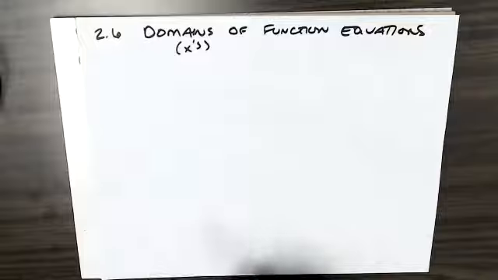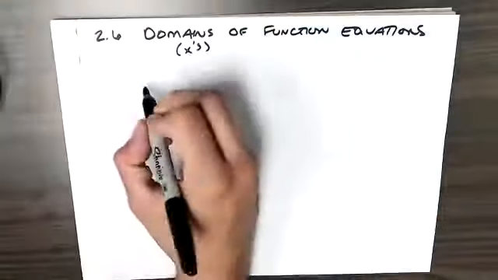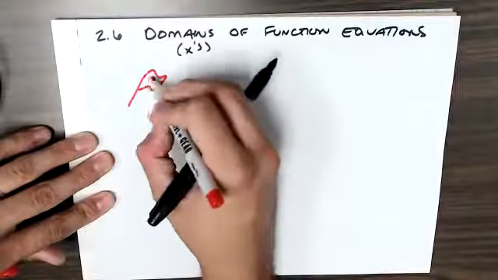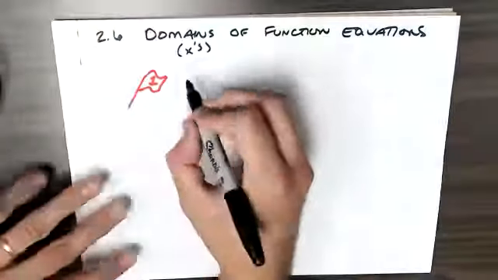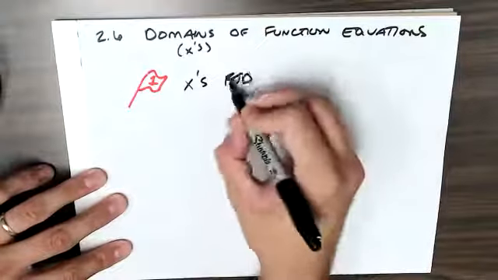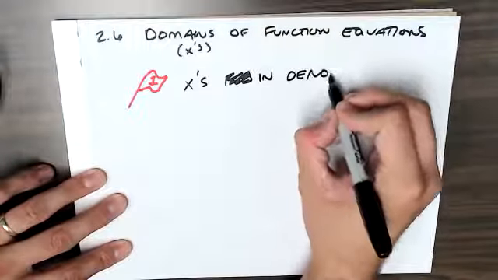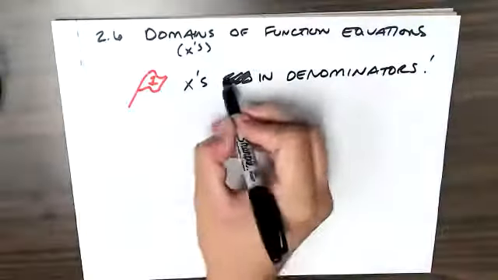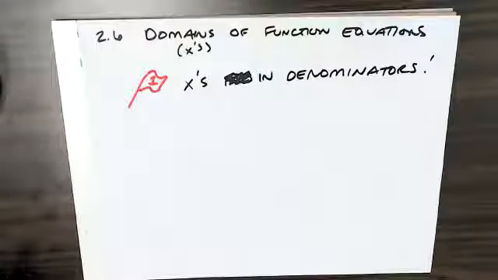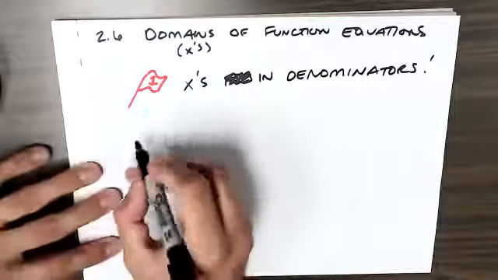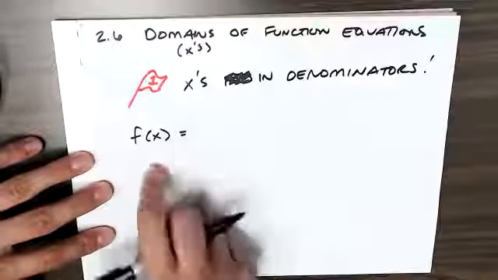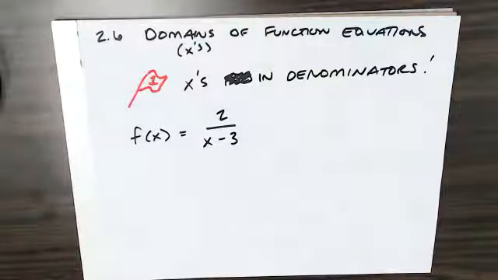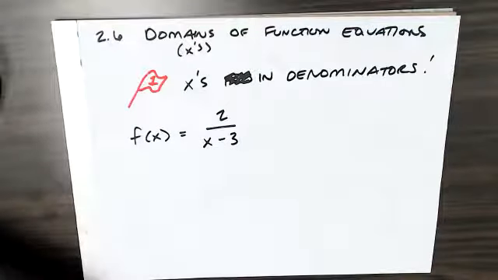Okay, so back to this though. There's two red flags. The first red flag, maybe I can draw a little red flag here because I do love this. Okay, first red flag is x's in denominators. Okay, x's in denominators. I'm going to give you an example of a domain function with an x in the denominator. So f of x, remember that's just function notation, equals 2 over x minus 3. This is a good example of an x being in the denominator.